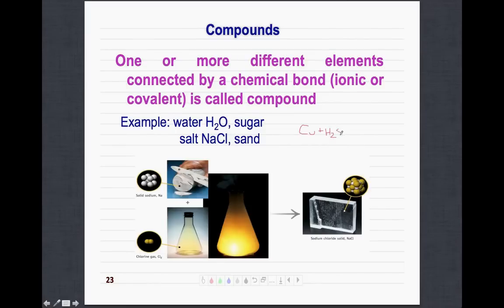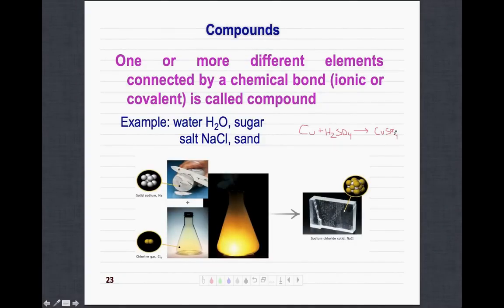This is copper, and this is copper sulfate. The color is different. In here it's solid, in here it's solid, but if you take a closer look, it's kind of a crystal. So that tells you that this is a chemical process, not a physical process.